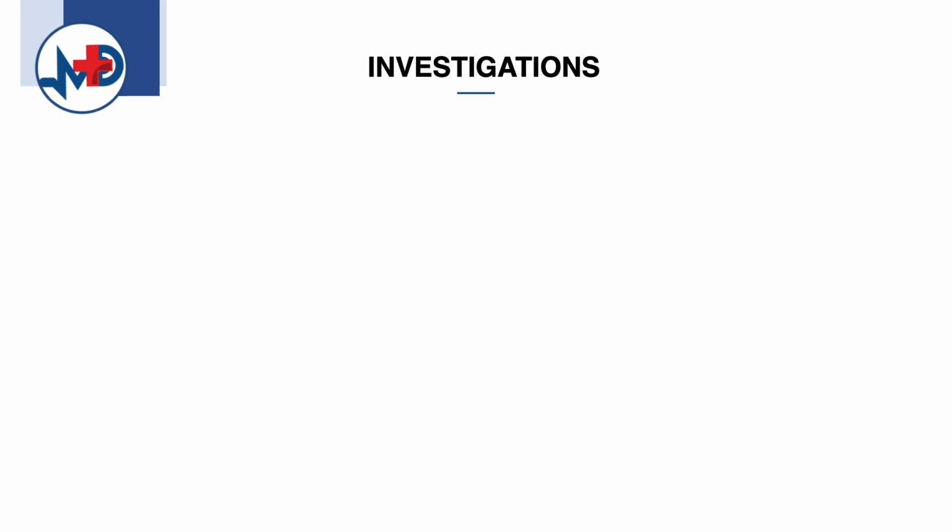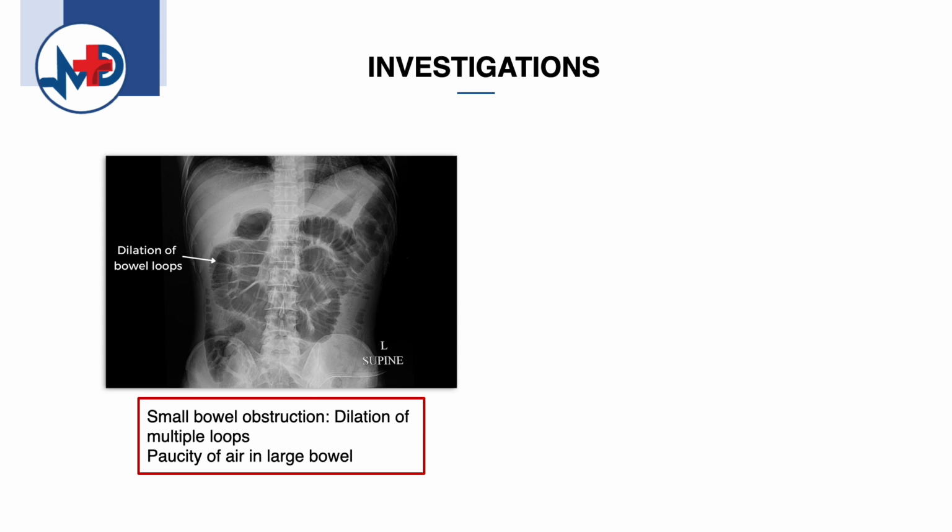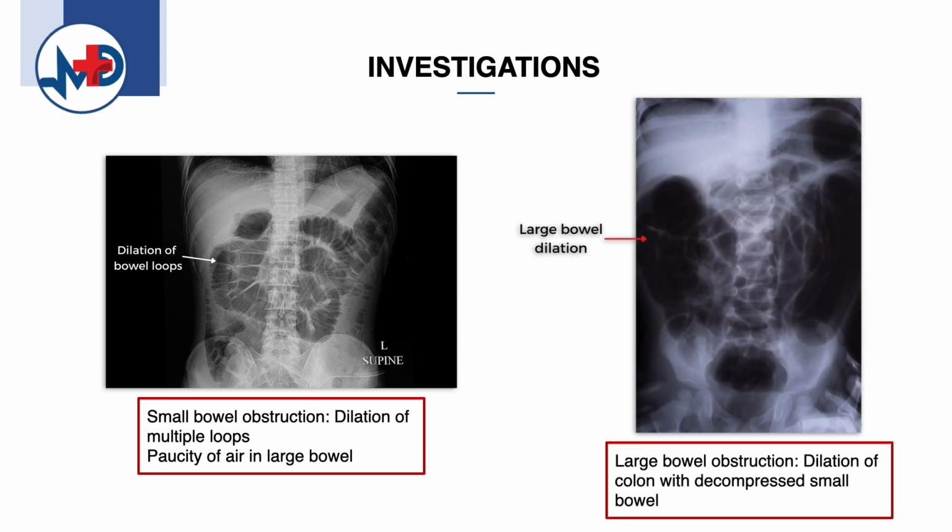In patients with small bowel obstruction, supine views show dilation of multiple loops of small bowel with a paucity of air in the large bowel. And those with large bowel obstruction may have dilation of the colon with decompressed small bowel in the setting of a competent ileocecal valve.